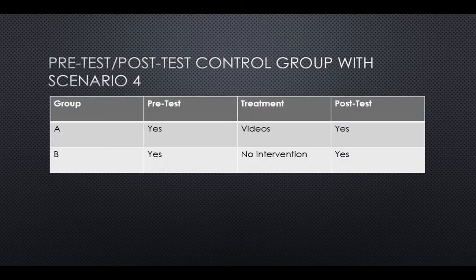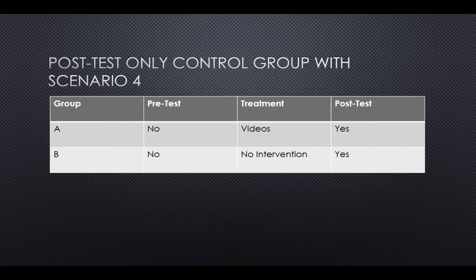While the Solomon 4 will help eliminate the testing effect, it's not going to be feasible for the principal examining the effectiveness of the Fountas and Pinnell reading program. The reason is because a teacher isn't going to be able to leave a group out of the pretest, that reading level assessment, because that's the foundation for the whole program. So here are what the other two designs would look like with the same scenario that we discussed with the online videos.